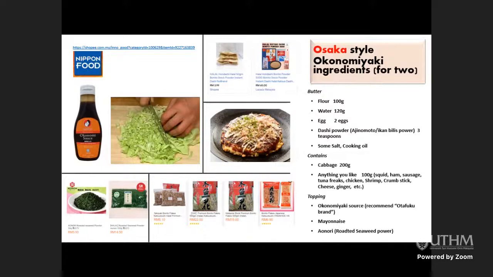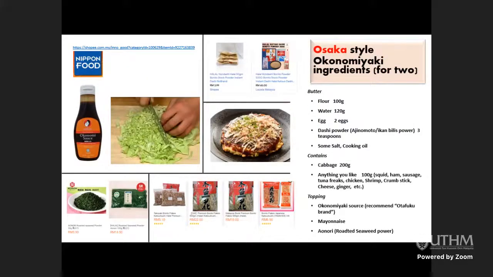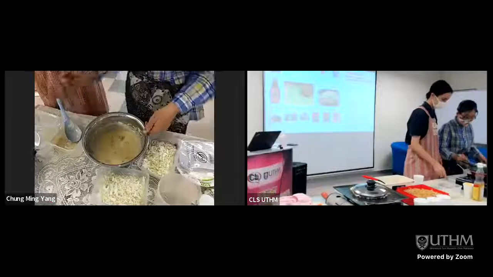So I'm sharing the screen for the ingredients. If you need, you can just screenshot. And then we go back to the scene of the cooking.